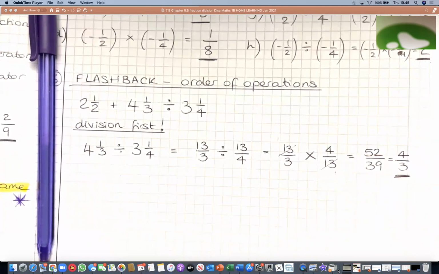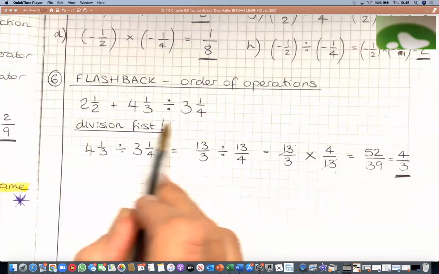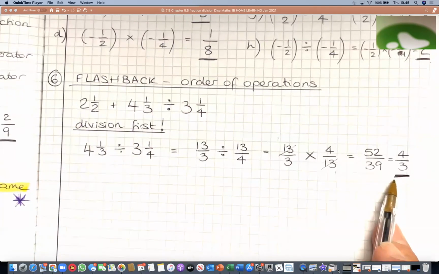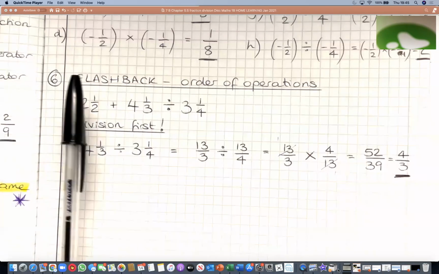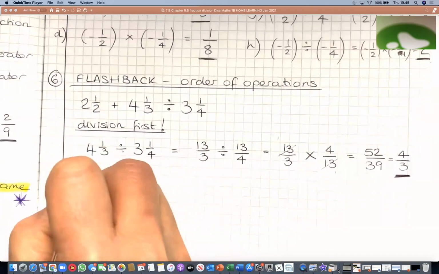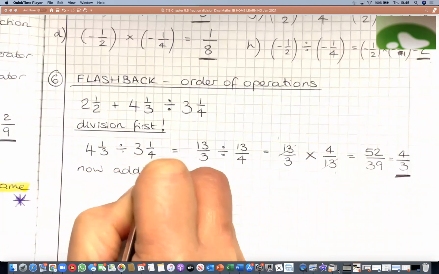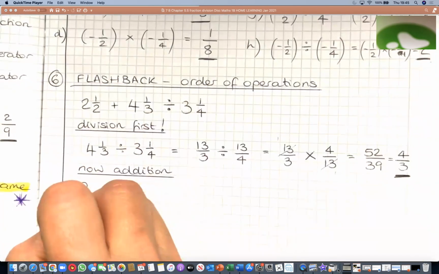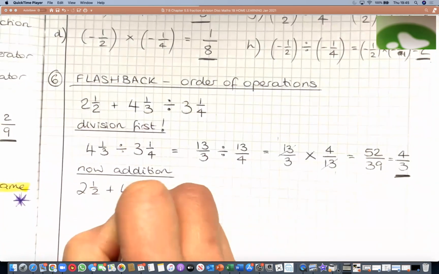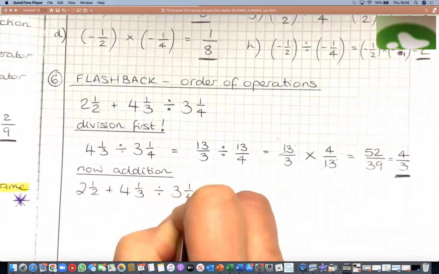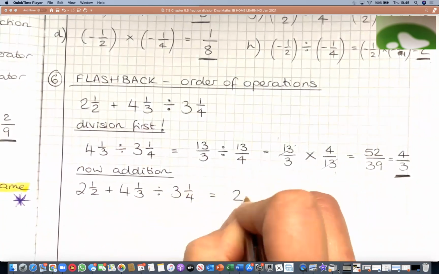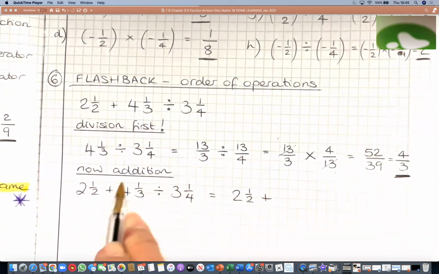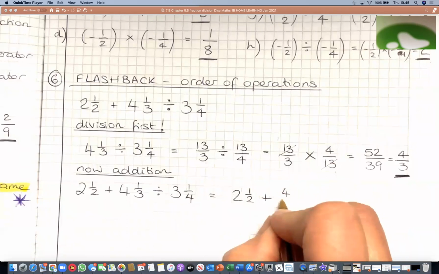I'm not going to turn it back into a mixed number at the moment. I'm going to go back to my original question now. Don't get to this point, think I've worked really hard and stop. Go back and check. Oh yeah, I've still got 2.5 to add on. So now I'm going to do the addition. So I'm going to write the question out again. 2.5 plus 4 1/3 divided by 3 1/4. I now know that equals 2.5 plus, we know that 4 1/3 divided by 3 1/4 is 4 over 3.